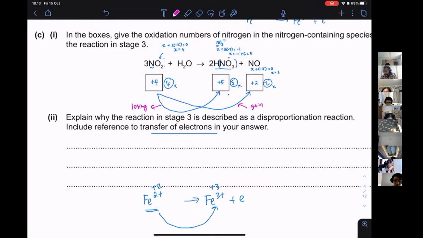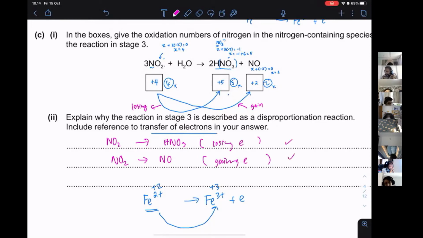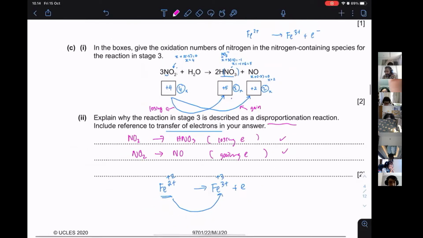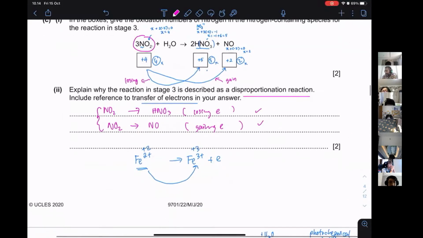So when you answer, please answer that NO2 to become HNO3, and then NO2 to become NO. You need to mention that NO2 to become HNO3 is going to be losing electron, and this is going to be gaining electron. You also need to mention why it's called a disproportionation reaction. A disproportionation reaction is where NO2 can gain and lose electron, it means it can undergo gaining and losing electron at the same time. You need to stress on that, so you will get the 2 marks over there, very important.